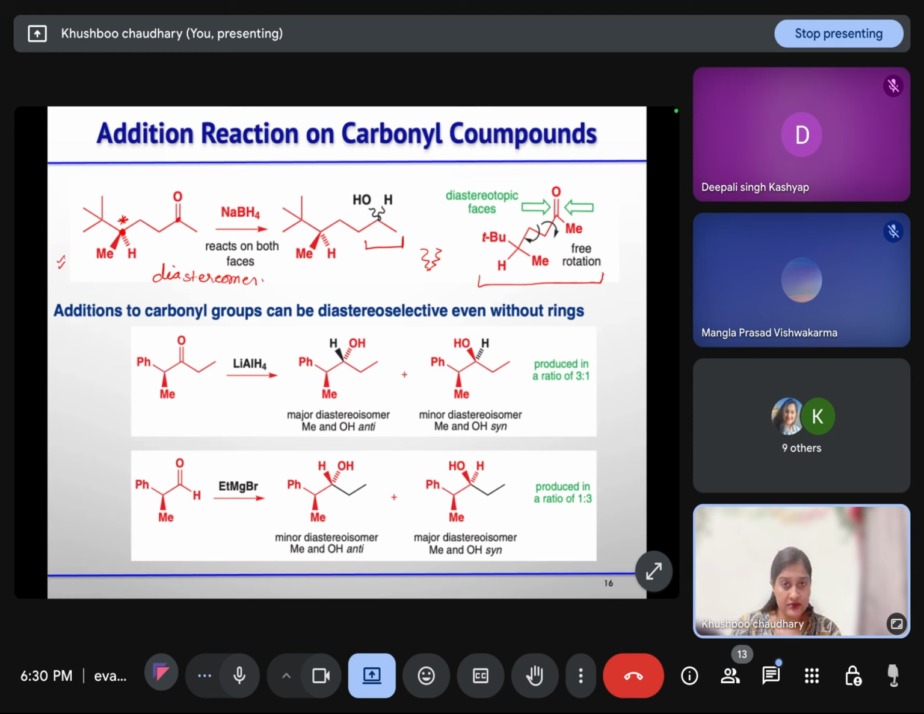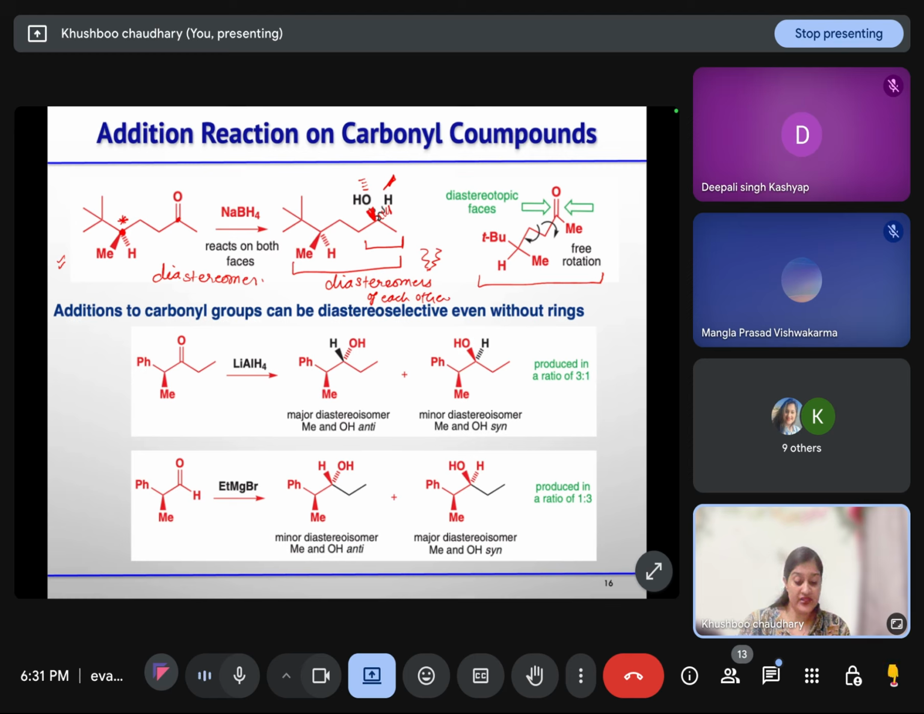This point is clear? Once again: when in a carbonyl compound there is already a chiral center present, and you generate one more chiral center by the attack of a nucleophile, then the compounds that you get are diastereomers. Like if OH is above and H is below, and in the other possibility OH is down and H is above, those two compounds are diastereomers of each other.